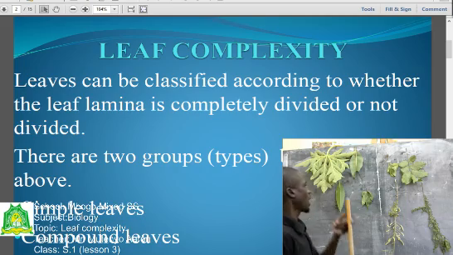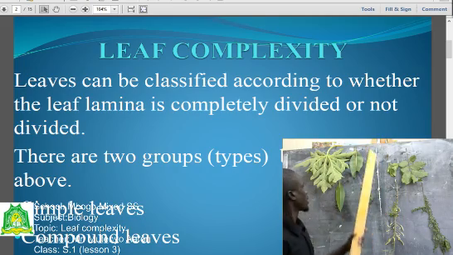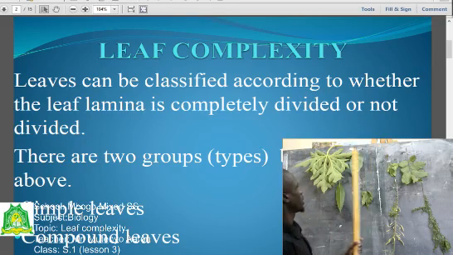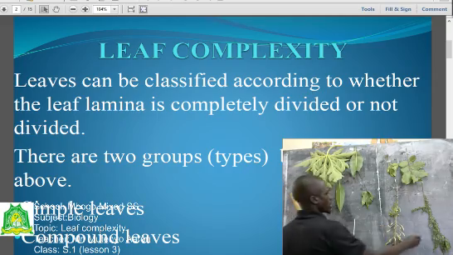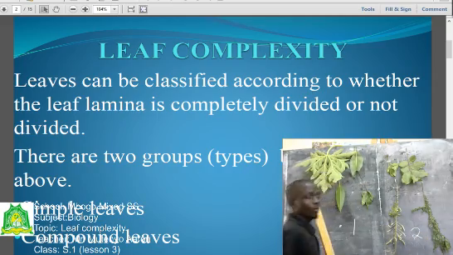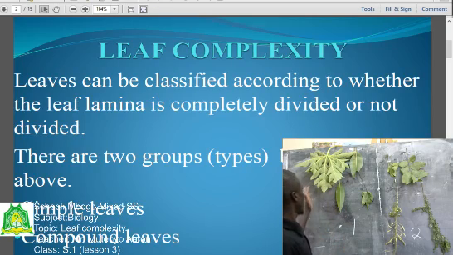So we have types of leaves. This side we have one group, and this side we have another group. I can call this group 1, and this side group 2. When you look at these leaves, I want you to help me. I want you to study with me. Tell me which of these leaves are compound and which are simple, and what you are basing on to tell me that these are compound leaves and these are simple leaves.